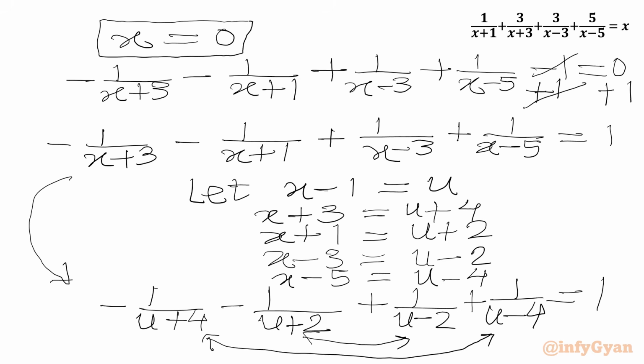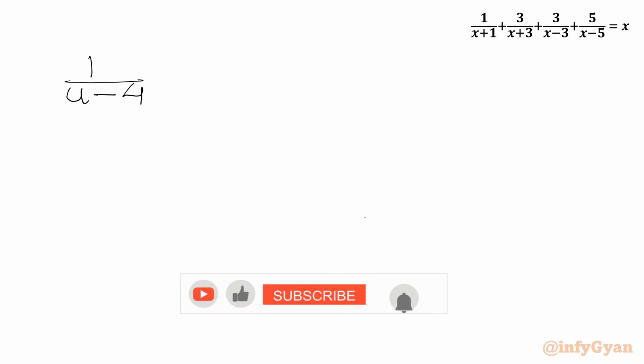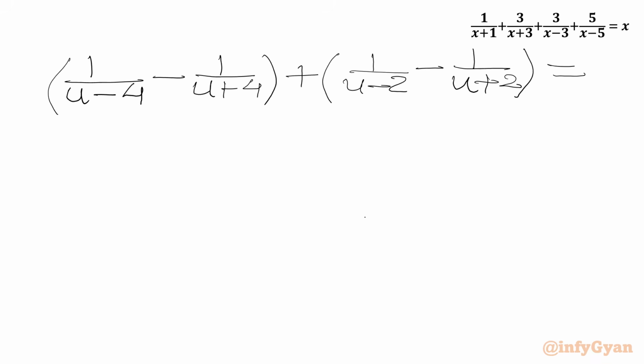So we can write our equation: 1 over u minus 4 minus 1 over u plus 4 in the first bracket. Then we'll write 1 over u minus 2 minus 1 over u plus 2 equal to 1. Now we have to take LCM over here.